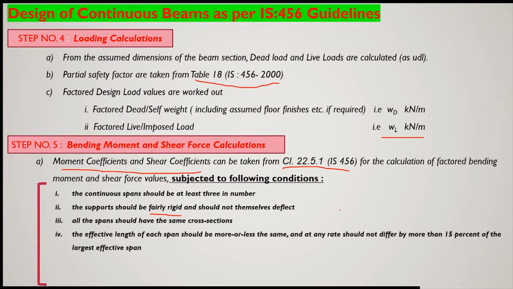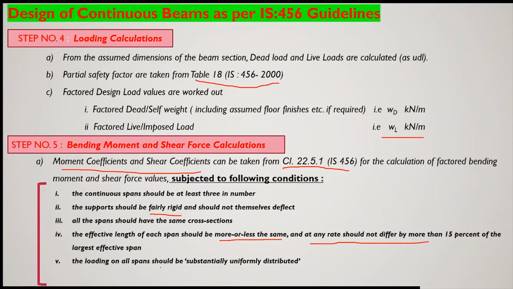Fourth point is the effective length of each span should be more or less the same. Because it is an approximate method, it is better to keep all the spans of equal length. At any rate, if they differ in length, that means if one span length differs from another span, then the code says they should not differ by more than 15% of the largest span. So these things we have to take into consideration.